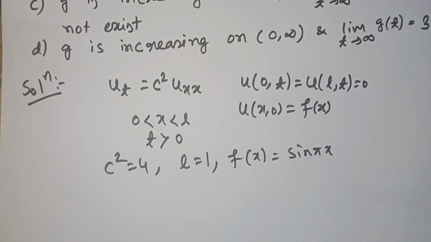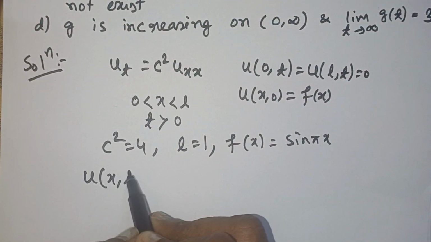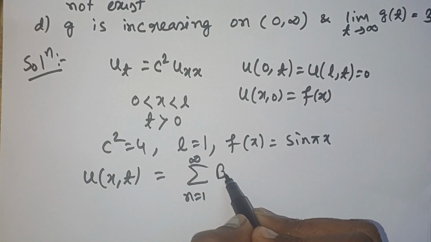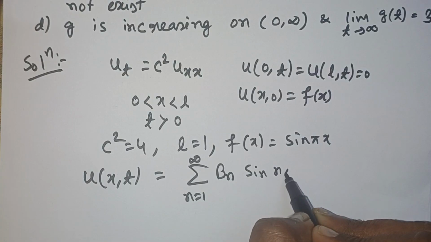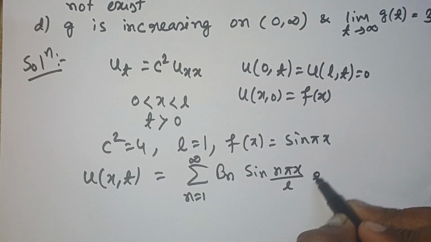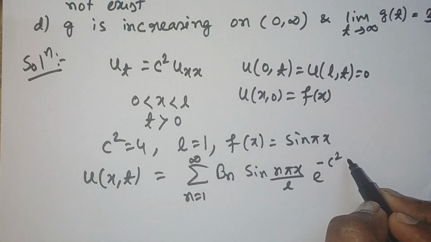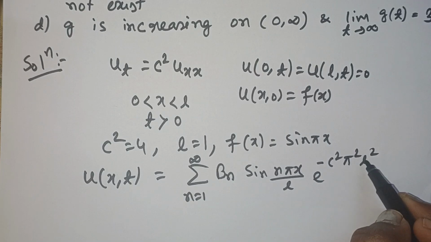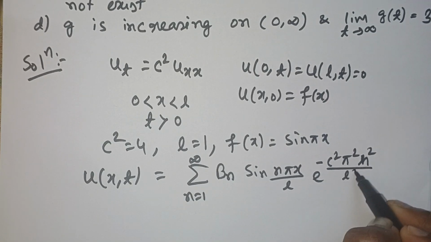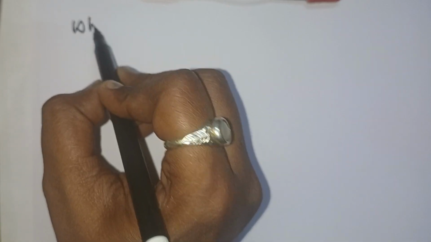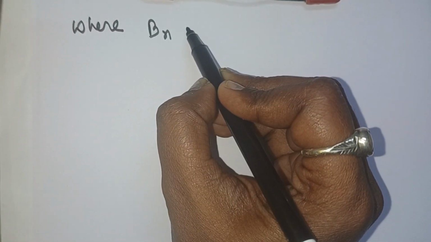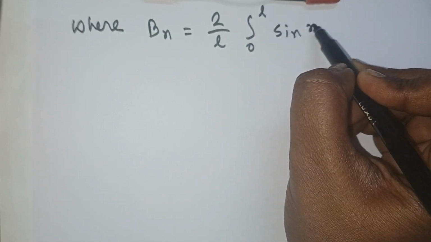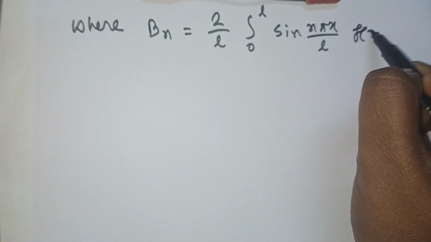Then by the standard notation we know that u(x,t) will be summation n equal to 1 to infinity b_n sin(n pi x by l) e power minus c square n square pi square by l square t, where b_n can be calculated by 2 by l integration 0 to l sin(n pi x by l) into f(x) dx.